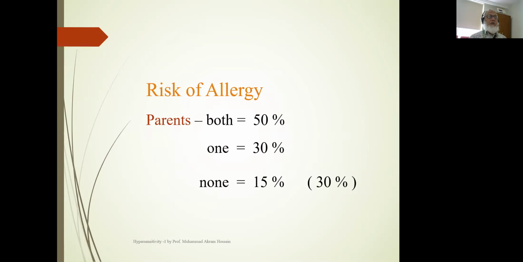Risk of allergy. If both parents are atopic, then their children have a risk of 50%. If one parent is involved, 30%. If none of the parents are atopic, even then they have a 15% chance of being atopic individuals.